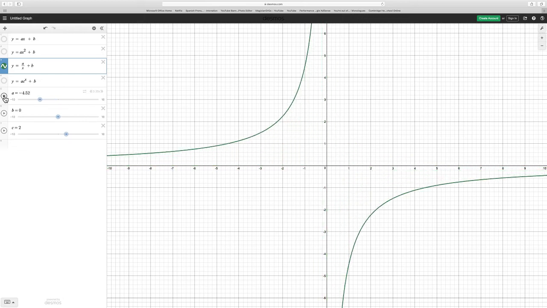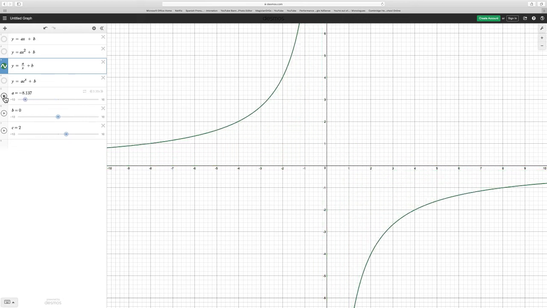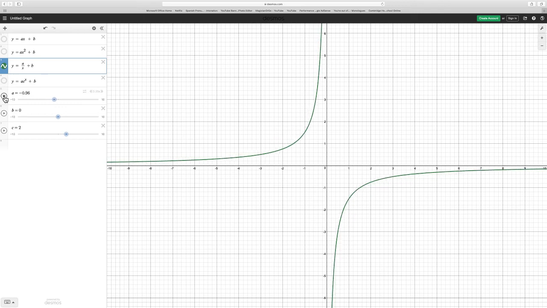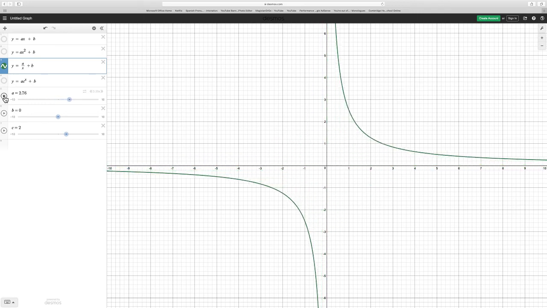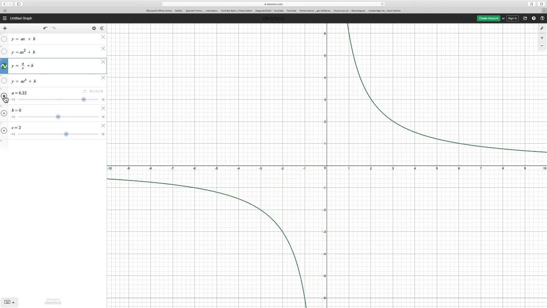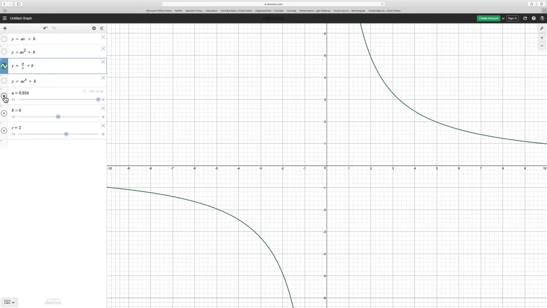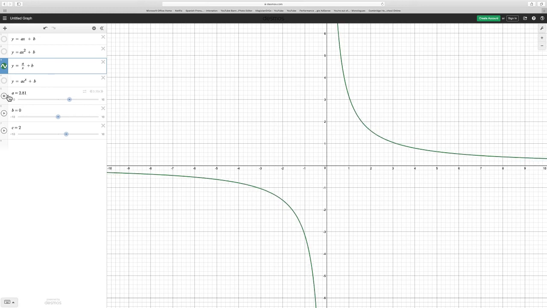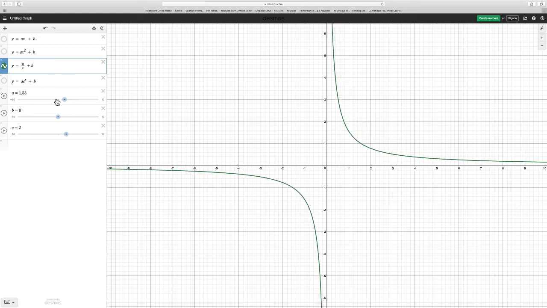But just know that when a gets bigger, it gets further and further away from the origin, and as a gets smaller or closer to 0, then it gets closer and closer to the origin. And when a is 0, it's just like a little cross on the origin, because everything is 0. Anything over 0 is 0. And let's move a back to 1.